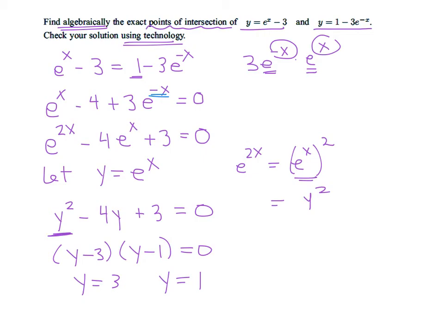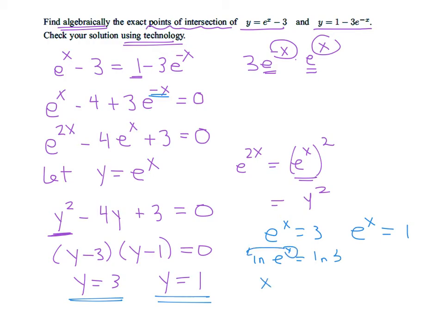But then again, this is not the end. We have to solve for x. So plug back into what y is equal to. Well, e to the x is equal to 3. e to the x is equal to 1. If we take the ln on both sides, we get ln e to the x is equal to ln of 3. Pull out this x in the front: x ln of e, which we know is a 1. So x is equal to ln of 3.